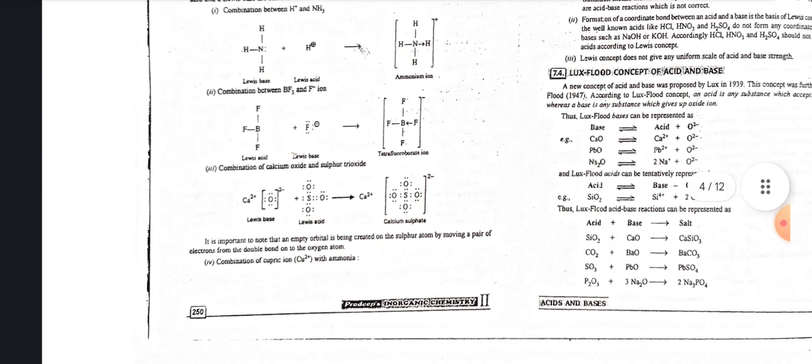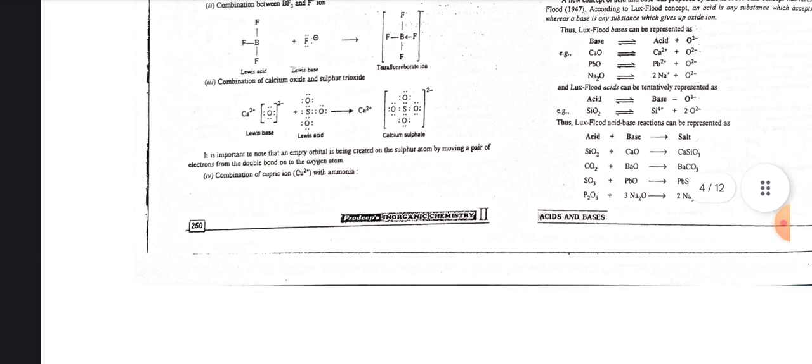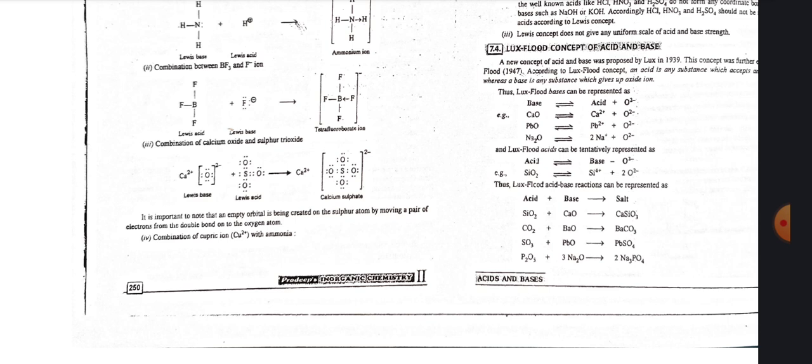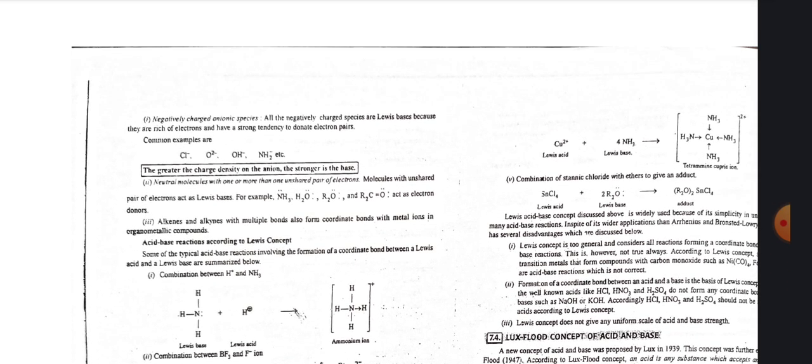Acid-base reactions. According to the Lewis concept, some of the typical acid-base reactions involving the formation of a coordinate bond between a Lewis acid and Lewis base are summarized below. It is important to note that an empty orbital is being created on the sulfur atom by moving a pair of electrons from the double bond on the oxygen atom. Combination of cupric ion with ammonia is given below. Some examples are also given, that is, combination of stannic chloride with ethers to give an adduct.